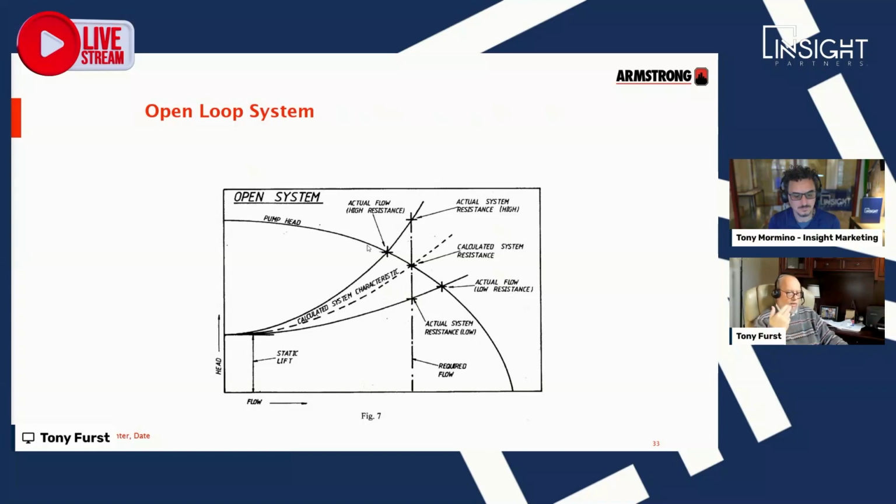And one of the advantages of Armstrong's integrated drives is we have the ability to recalculate what the system operating head is and recalculate that control curve internally without anybody having to do any math. It's all built into it. It's called auto flow balancing.